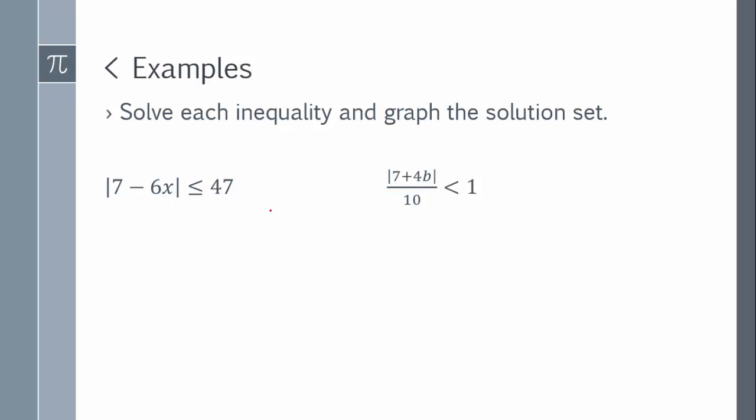So here's some less thans. Again, I have one that's less than or equal to, one that's strictly less than. Let me talk you through how to do this. So for our first problem from your notes, the absolute value of 7 minus 6x is less than or equal to 47. Okay, so like I said, it's a compound inequality in disguise. The inequality we're talking about, because it's less than, is and. So we're going to write two inequalities in a second, and we're going to combine them with the word and.